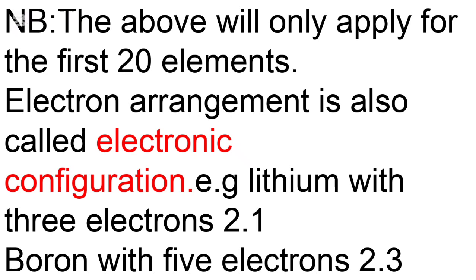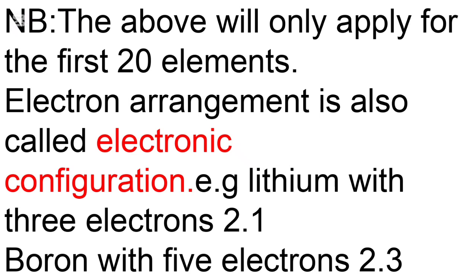For example, lithium, which has 3 electrons, has the electron configuration 2,1. Why? Because the first energy level can accommodate a maximum of 2. So we cannot put the 3 in the first energy level. Instead, we place 2 in the first energy level and the remaining 1 in the second energy level.